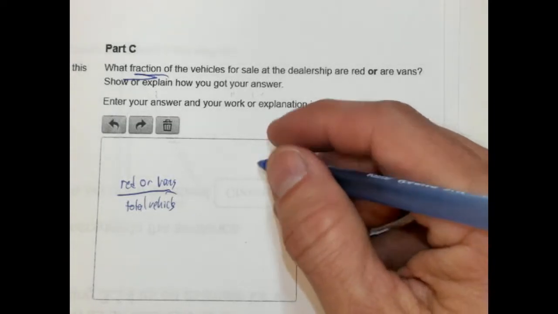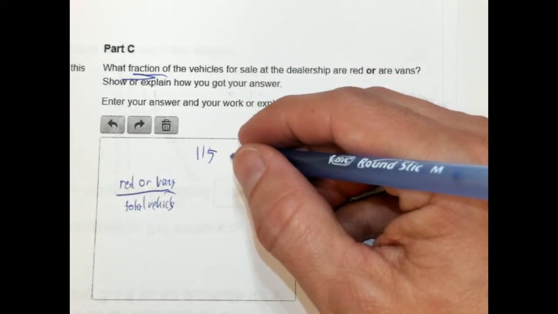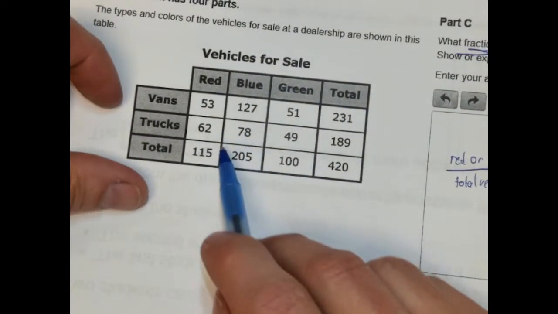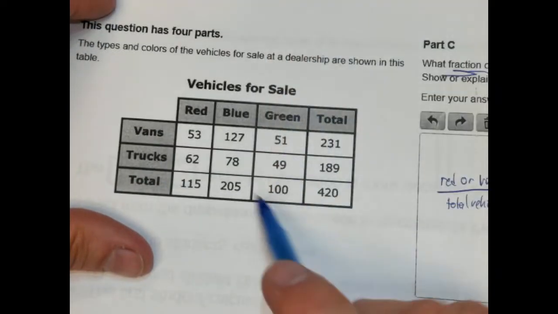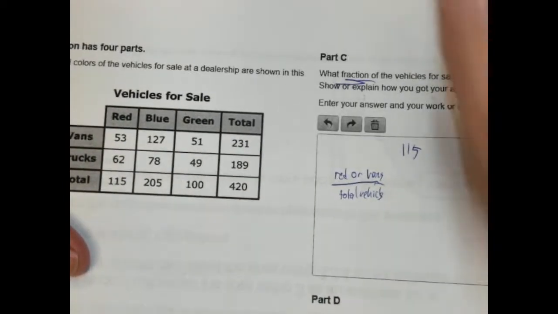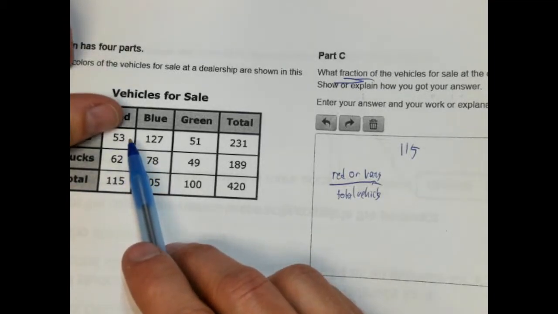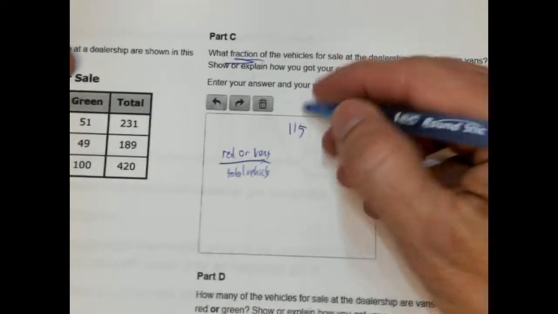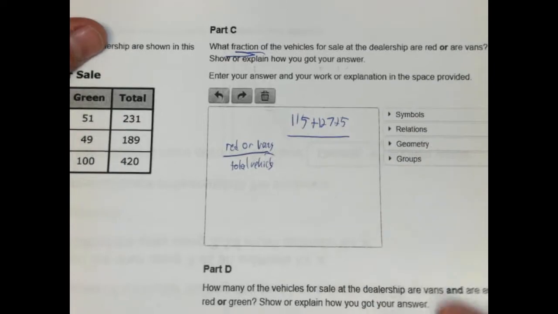All right, so red vehicles are 115. And then we have to add, sorry, I should do this here. So there's red vehicles here. I should probably put auto lock on. Here we go. So that's how many red vehicles there are. So we're going to have that here, 115. And then we're going to also include the other vans. However, we already have red vans here, so we don't want to double count that. So we're going to add the 127 to represent the blue vans and 51 for the green vans. So it'll be 115 plus 127 plus 51 over the total number of vehicles, which is 420.